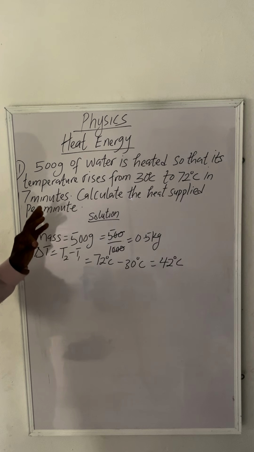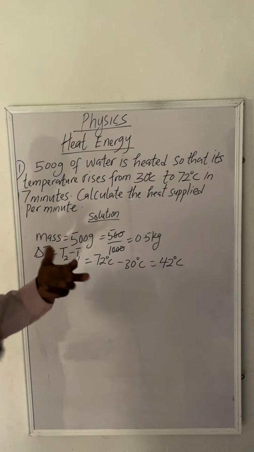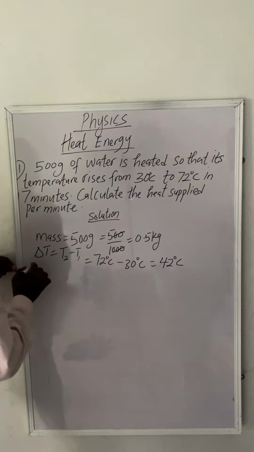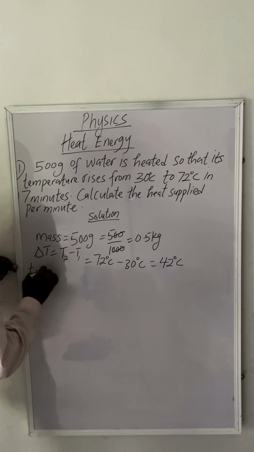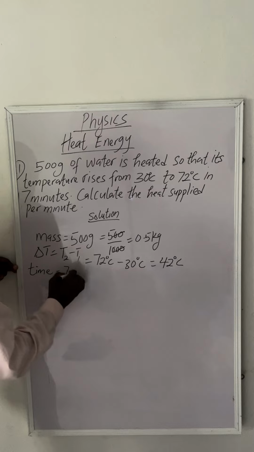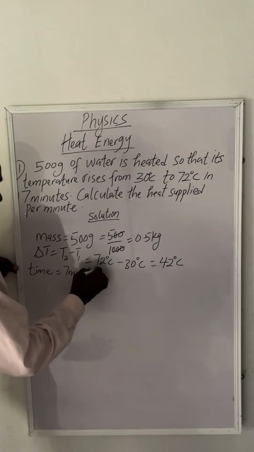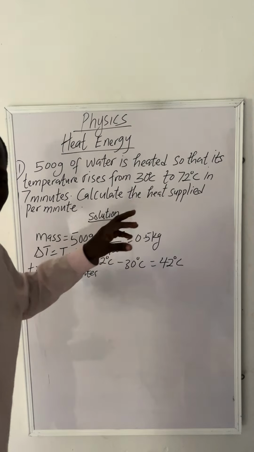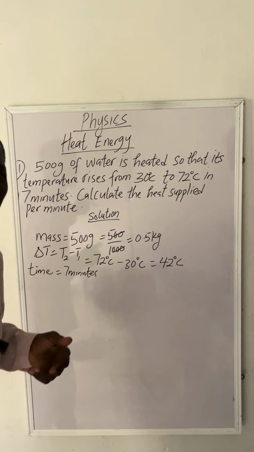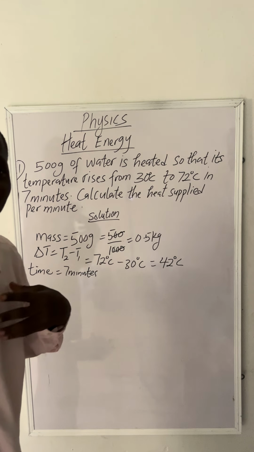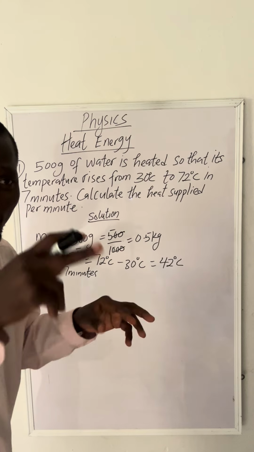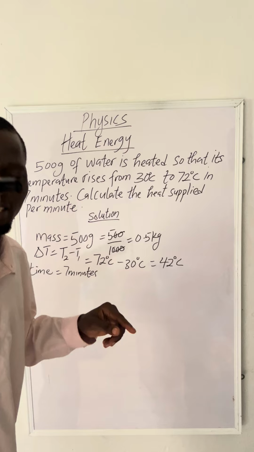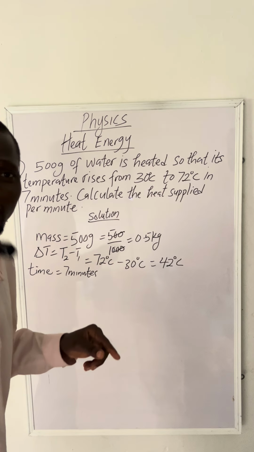Now, in 7 minutes, let us bring out this time also because we are going to need the time later, but not now. So our time, I'm going to write it in full, equals 7 minutes. But remember that we are trying to calculate the heat supplied first. If you are trying to calculate the heat supplied, you should have an idea of the formula you are going to use, which is the quantity of heat supplied, Q, is equal to m, the mass of the body, times c, the specific heat capacity of the body, times the temperature rise.